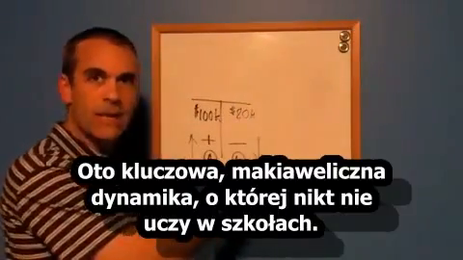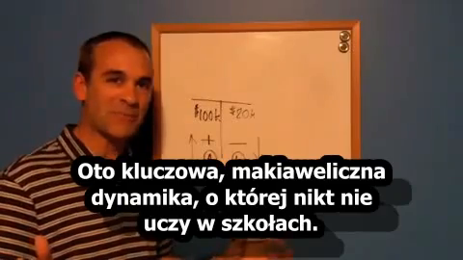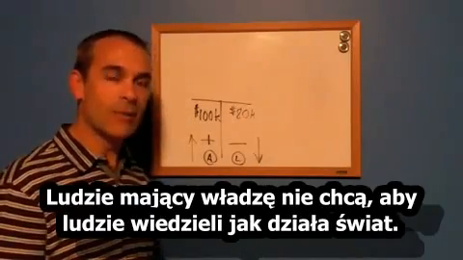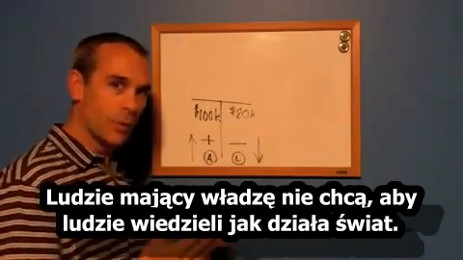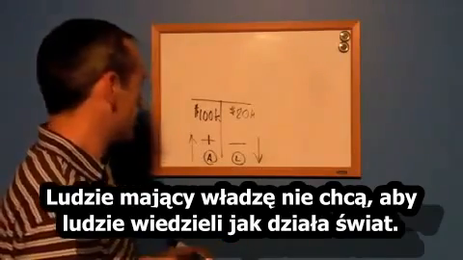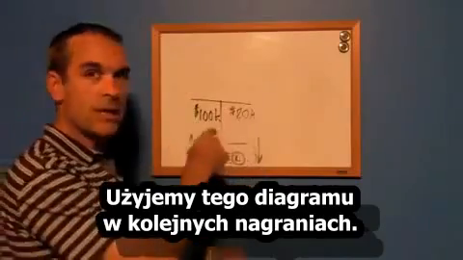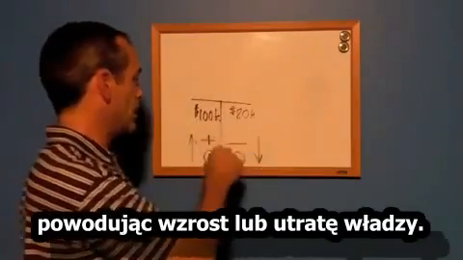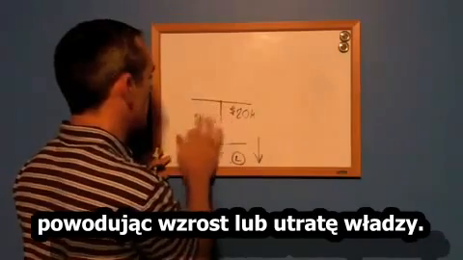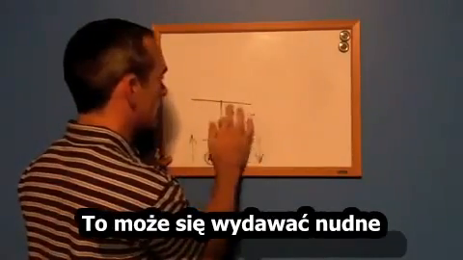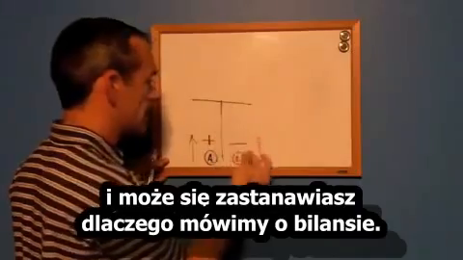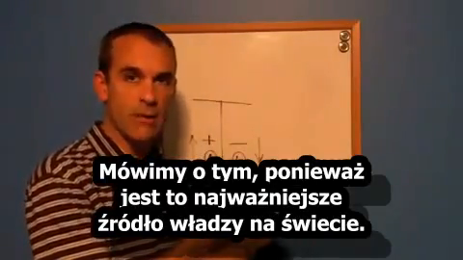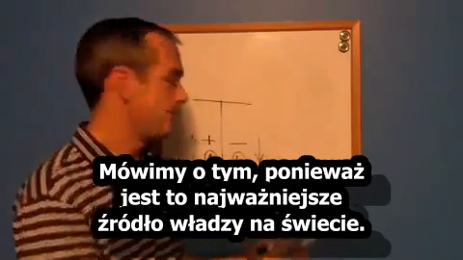That's the key Machiavellian dynamic that no one will talk about in schools. And of course, why would they? The people with power don't want other people being taught the rules of the world. But remember this diagram. You're going to see it in a lot of the other videos. The T diagram and what makes money and loses money and makes and loses power. It may seem boring, or you may wonder why we're talking about balance sheets, but it really gets to the most important source of power in the whole world.